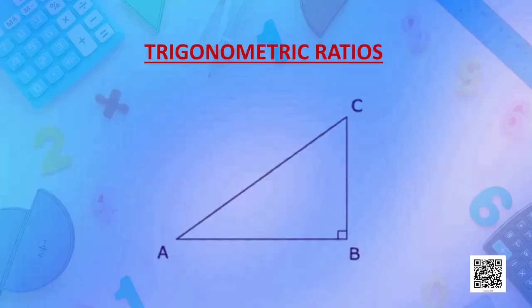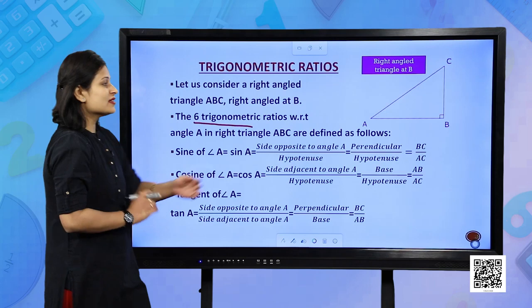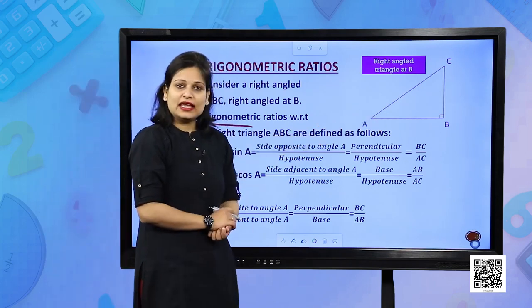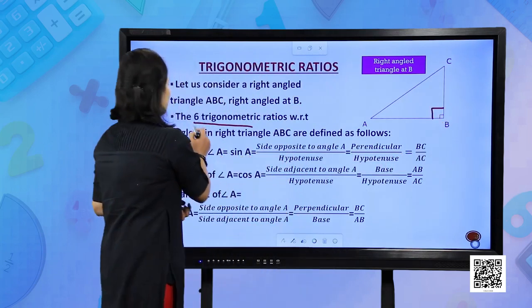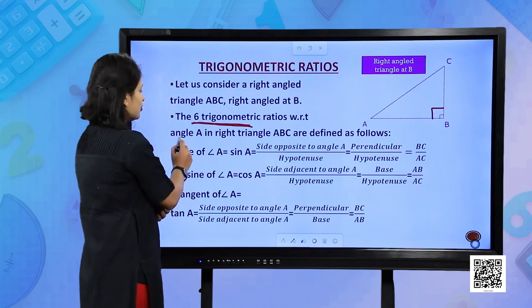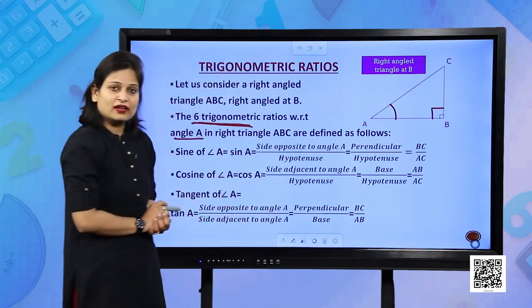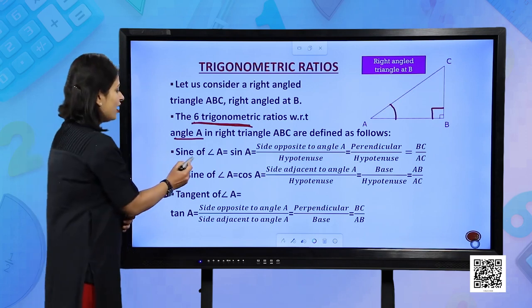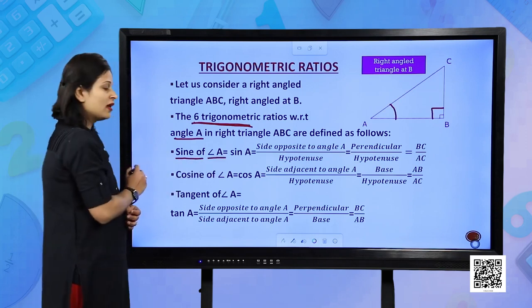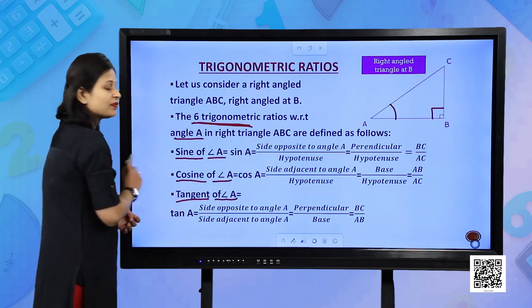Now, let us discuss the trigonometric ratios. There are 6 trigonometric ratios. Let us consider a right angle triangle ABC, where angle B is 90 degree. Now, we are defining the 6 trigonometric ratios with respect to angle A. That means I am considering this angle. First of all, let us discuss the first 3 trigonometric ratios, which are sine of angle A, cosine of angle A, and tangent of angle A.